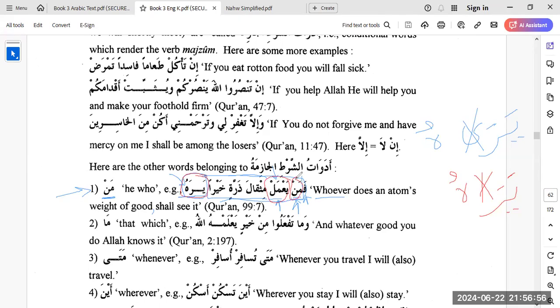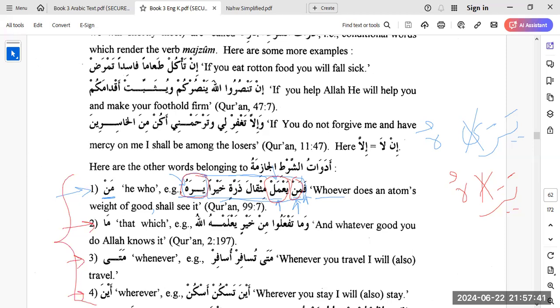Now, fi'l mudari can be used for present as well as for future. So the translator here has used shall see it or sees it. That's fine, both are fine because mudari can be used for both. So man is the first one. Another is ma. Again, ma and mata and aina. All of these four we have used as istifham for a question. But now their transitions will vary, because if they are followed by fi'lun mudari majzumun, then these are not istifham. These are conditional instruments, not particles, they're nouns.